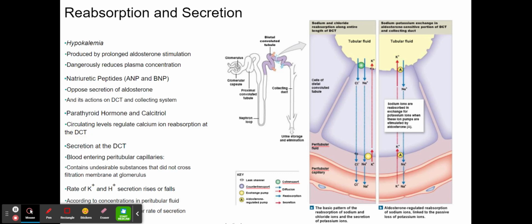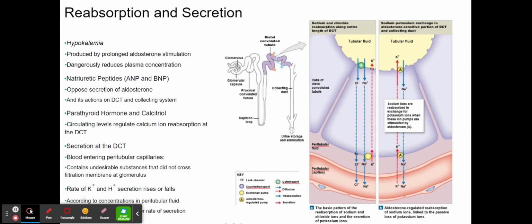Prolonged aldosterone stimulation can therefore produce hypokalemia, which is a dangerous reduction in the plasma potassium levels. The secretion of aldosterone and its actions on the DCT and collecting system are opposed by the natriuretic peptides ANP and BNP. The DCT is also the primary site of calcium reabsorption. Circulating levels of parathyroid hormone and calcitriol regulate this process.